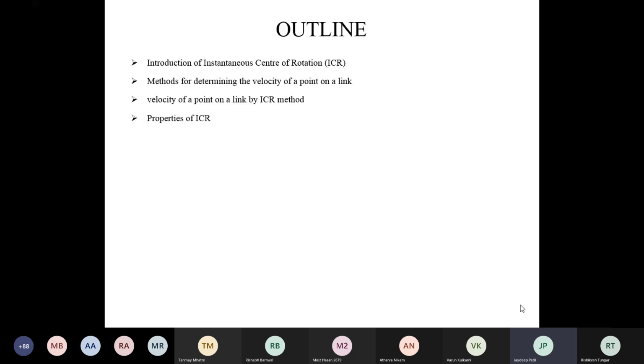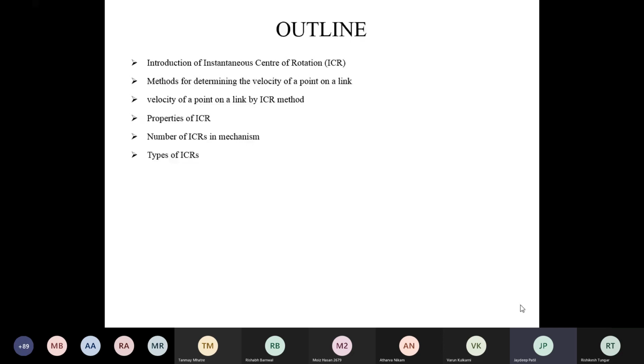Now, to find out the velocity of any point or link using the ICR method, we will see how to find it out. Then the properties of ICR, or instantaneous center of rotation. There are two properties. And the number of ICRs in a mechanism. How to calculate the number of ICRs in a mechanism is a very important point. Once you know the number of links in the given mechanism, you can easily calculate the number of ICRs, that is, how many centers of rotation there will be.